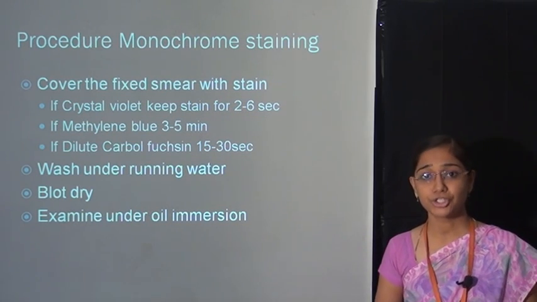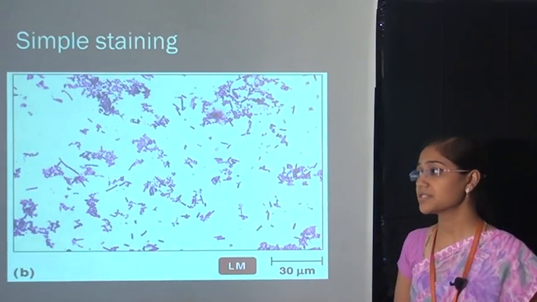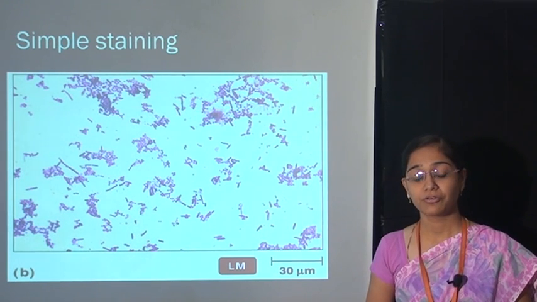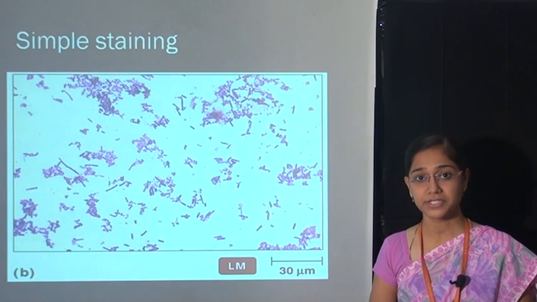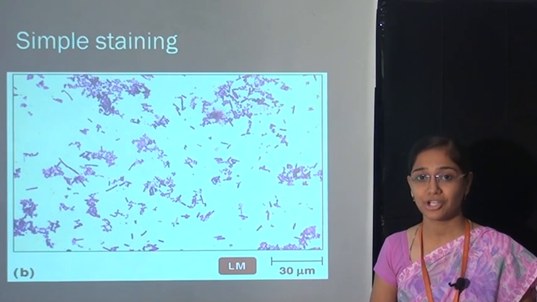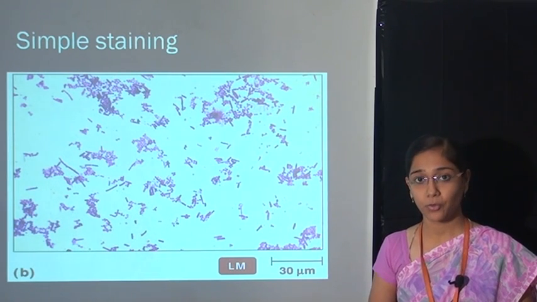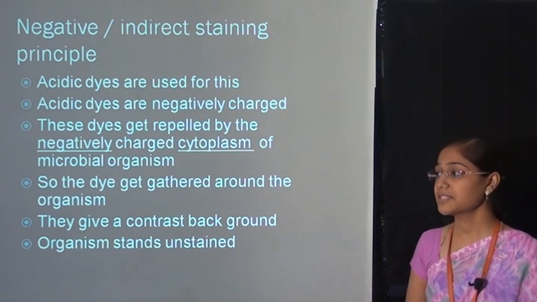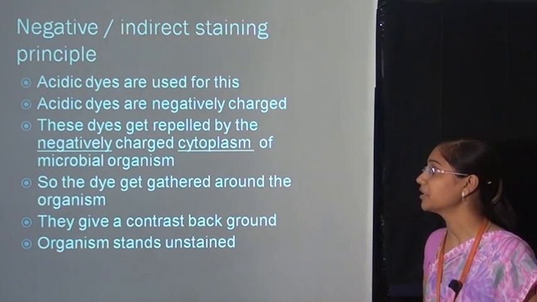Let's see the observation of monochrome staining. This is the observation of monochrome staining. From the monochrome staining, the simple staining, the positive staining, we can only identify the shape of the cell, whether it is cocci or bacillus. Then the next one is negative staining, indirect staining.